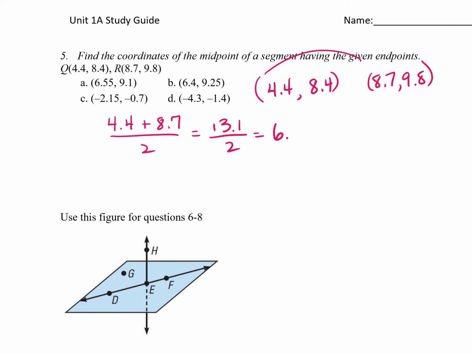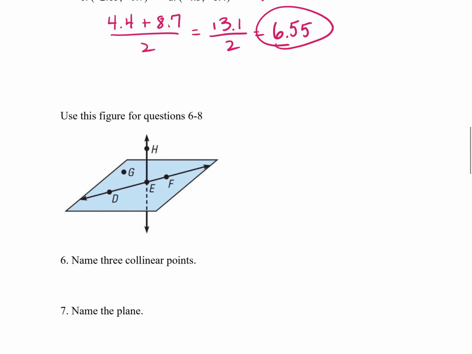and 6.55. Now, since this is multiple choice, this is your x value. We've got one choice with a 6.55, so we could go ahead and stop there. Otherwise, you would have to add your other y point and get an answer there, but we can go with that. All right, moving on.